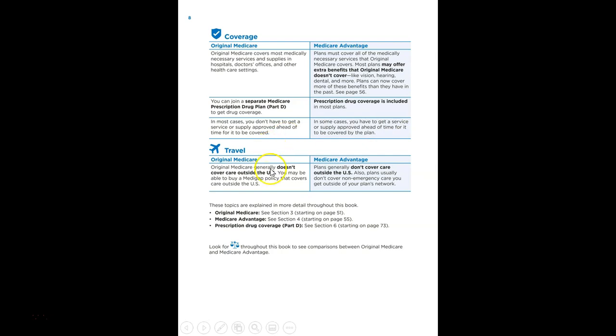For travel, original Medicare generally does not cover care outside of the U.S. You may be able to buy a Medigap policy that does have some limited coverage outside of the U.S. Under Medicare Advantage, plans generally don't cover care outside the U.S. Also, plans usually do not cover non-emergency care if you get it outside of the plan's network.